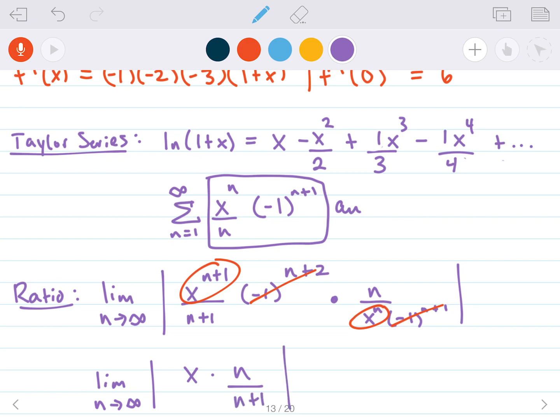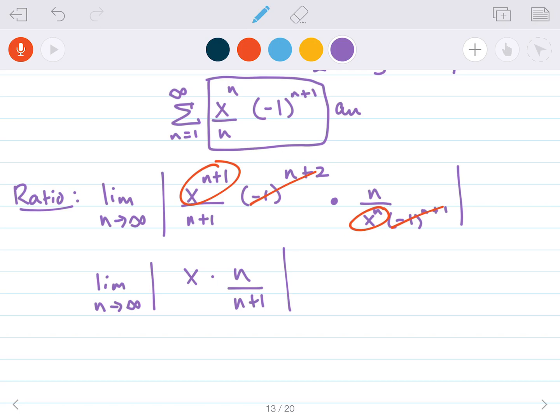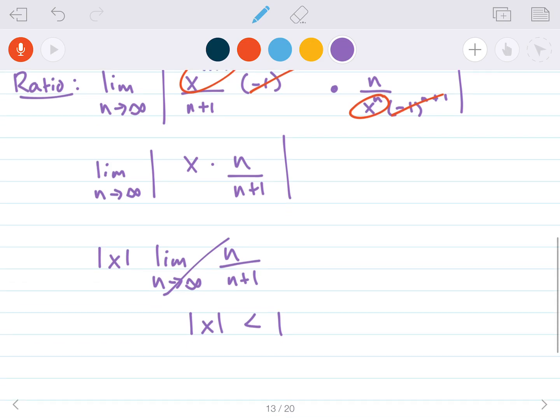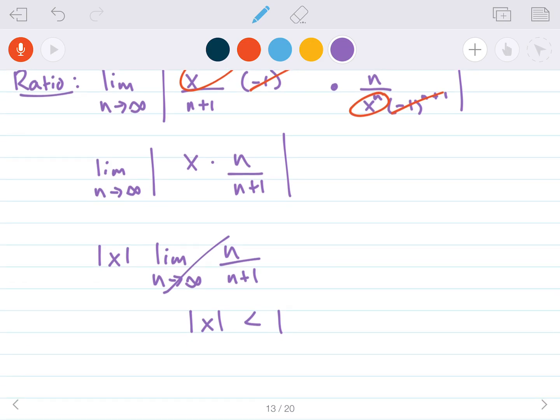That's what we have. Now again, same deal as before. We can bring the absolute value of x in front. We're taking the limit as n goes to infinity of n over n plus 1, and we know that to be equal to 1. So this is 1, and therefore we have the absolute value of x. Now the ratio test tells us that if this limit, which is the absolute value of x, is less than 1, it converges. So for which values of x is that valid? Well, it's valid for x between negative 1 and 1.